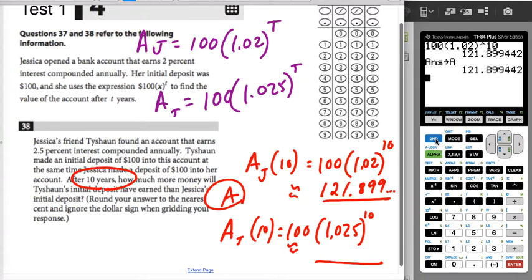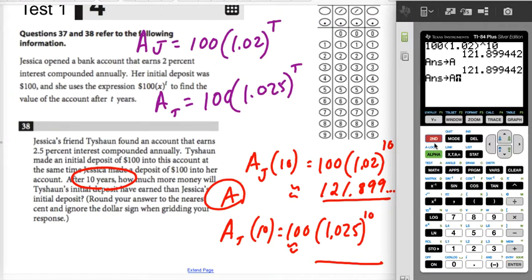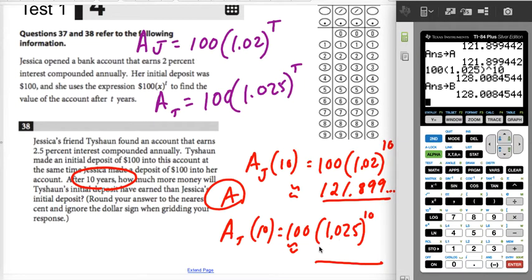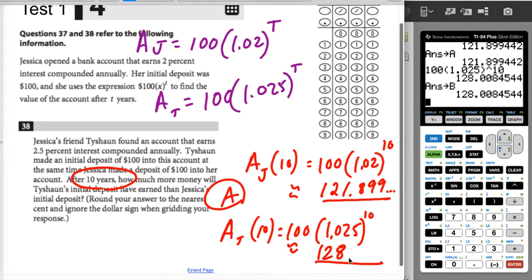And then if I hit second enter, I can actually be kind of lazy. I can hit second enter a couple times, and I can just go back up and then second insert that 5, right? And then hit enter. And I'm going to store that as alpha B. Oh, that's not B, alpha B, right? So Tyshawn earned 128.008, right? And I'm going to go ahead and store that as B in my calculator, right?